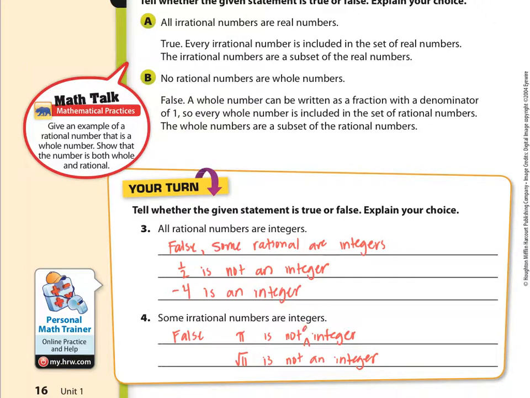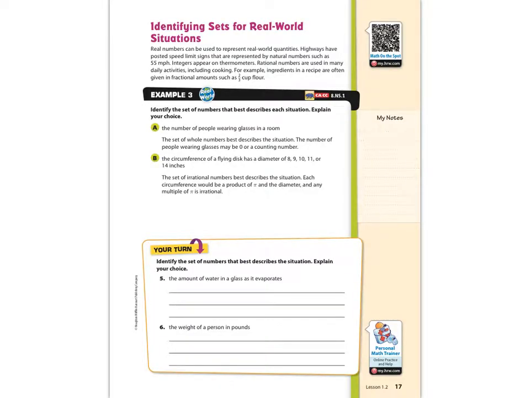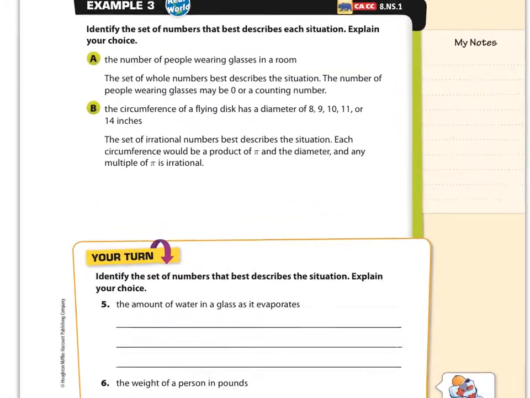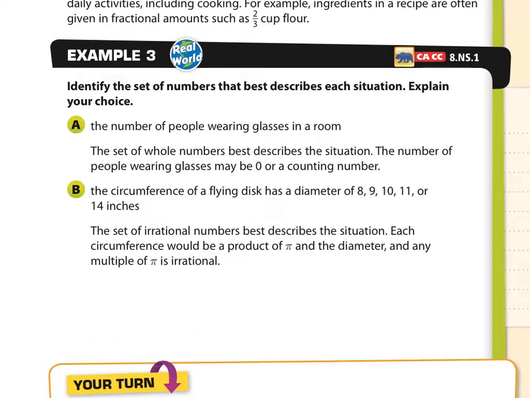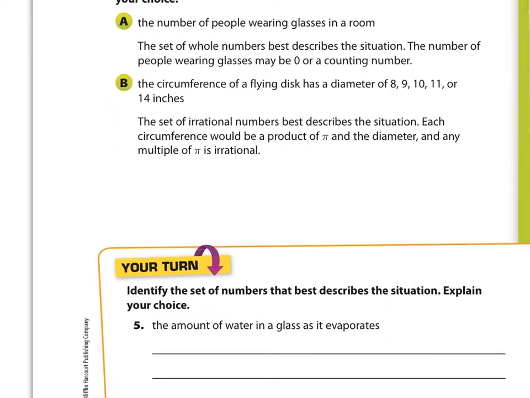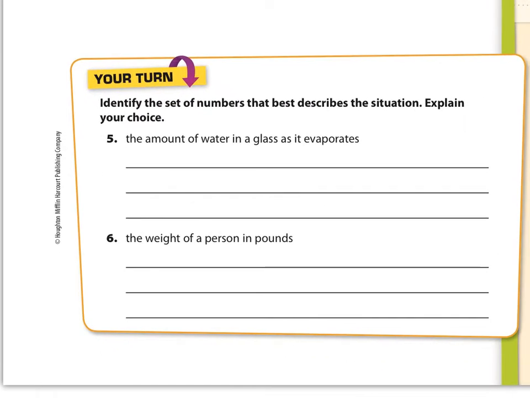Sorry, I forgot to add this word "and" here. If you would like to look at a couple more examples of how you're thinking about these sets, read parts A and B just right above. Okay, and the last type of example we have here is, we'll just go straight to the your turn. Read these examples right here if you want to get some more types of examples. But we want to identify the set of numbers that best describes the situation. Okay, so what type of number, what set of numbers are we going to be looking at?